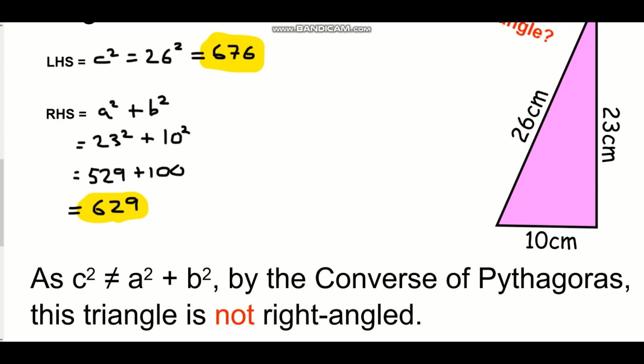Okay, so when your answers do match, you can say as c squared equals a squared plus b squared, this is a right angled triangle. If it doesn't match, you need to go a little bit further. You say as c squared does not equal a squared plus b squared, by the converse of Pythagoras, this triangle is not right angled. Converse just means the opposite of what Pythagoras means. So if you've got two things that are equal, you're using Pythagoras' theorem normally. If you have got two things that are not equal, then you're using the converse of Pythagoras to prove that this is not a right angled triangle.